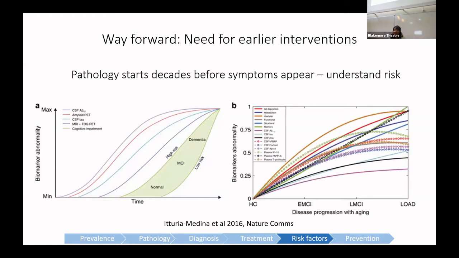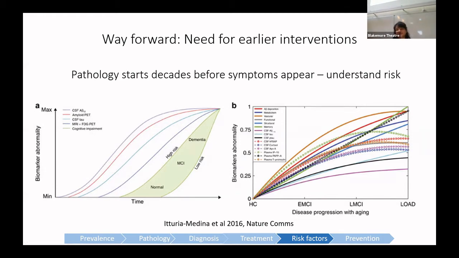This here is an updated curve that was produced in this most recent paper in 2016, where they looked not just at these few biomarkers, but at a whole range of biomarkers. And essentially the take home message here is that what they found was that the earliest change in the brain was blood flow. And blood flow disturbances was the earliest thing that predicted conversion from early MCI to late MCI to Alzheimer's disease.